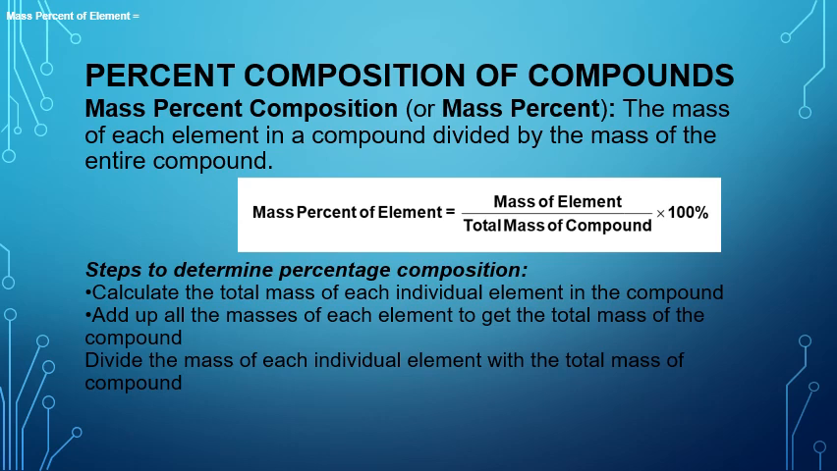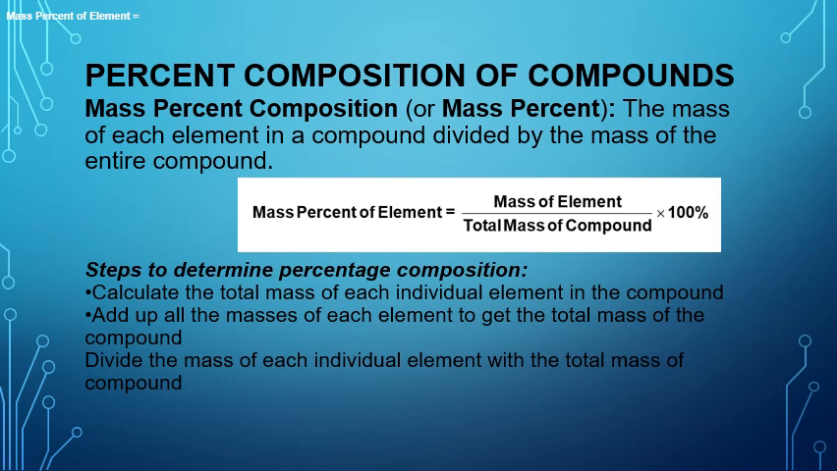The first application that we're going to do for the mole is percent composition of compounds. You'll also see this termed as mass percent composition or just a mass percent. And for the mass percent concept, we're going to find the mass of each individual element that's present in a compound by dividing the mass of the element by the total mass of the compound.